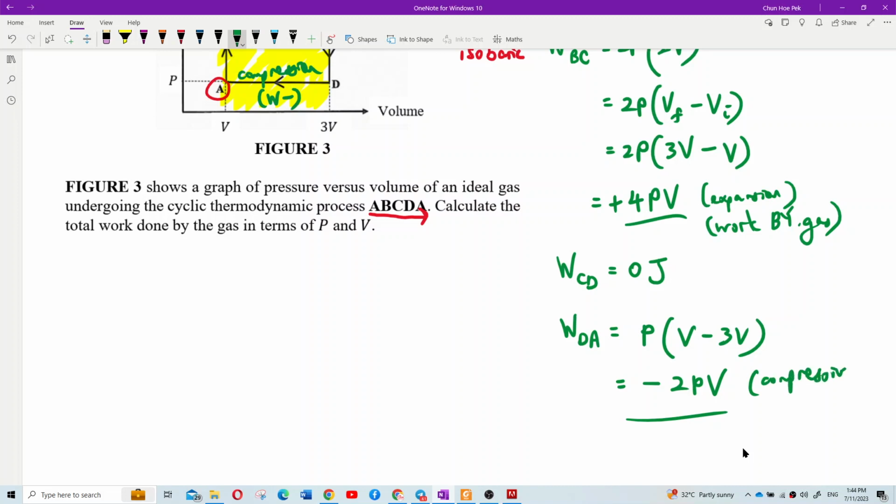Work done on gas. Work on system or work on gas. Gonna compress. Work on gas, negative.